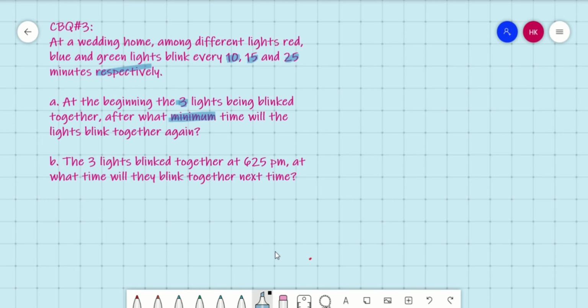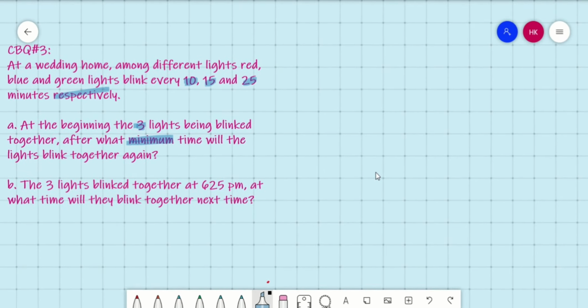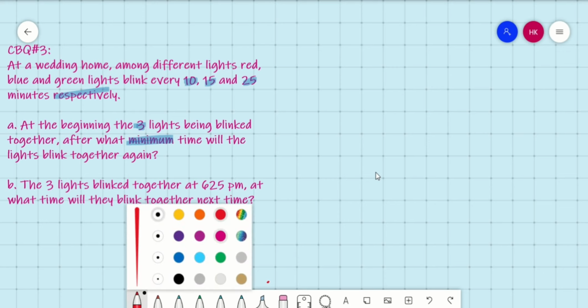So there are 3 types of lights, red, blue and green, and all the lights blink after every 10 minutes, 15 minutes and 25 minutes respectively. So after what minimum time, if they blink together at the beginning, will they blink together again next time? So for this question, I know you can answer it because all we have to do is just finding LCM. So here we can write like this, solution.